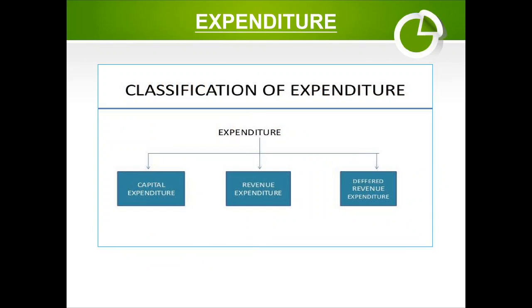Now from this chart, it is clear how we classify business expenditure. Basically, business expenditure is classified in three categories: capital expenditure, revenue expenditure, and deferred revenue expenditure. Nowadays, if we go as per IFRS, International Financial Reporting Standards, then there is no classification under deferred revenue expenditure. It is just restricted to capital expenditure and revenue expenditure. Now let's go through these one by one.